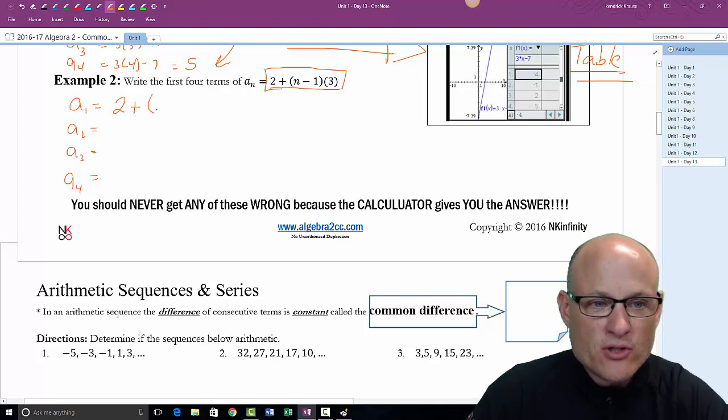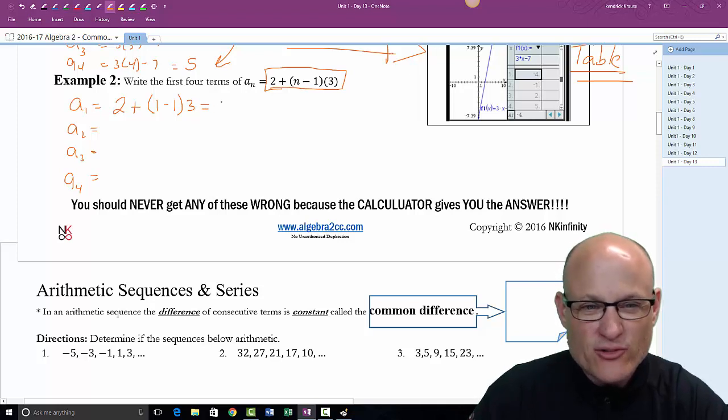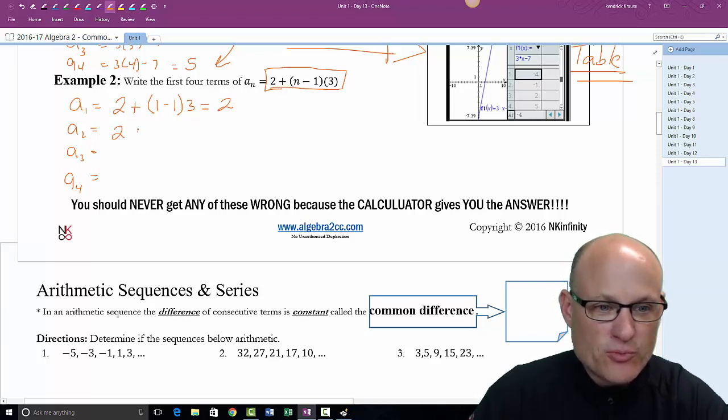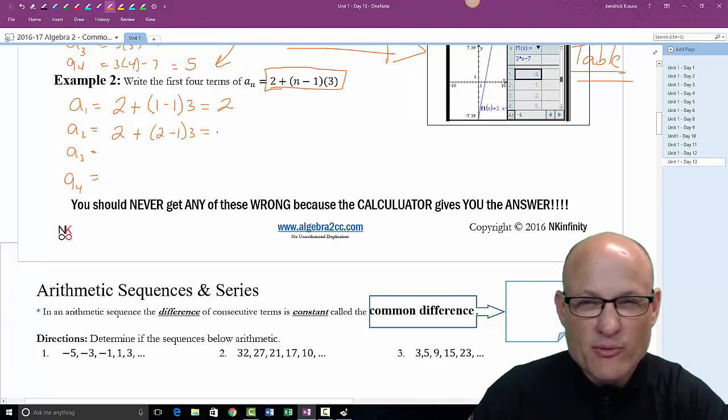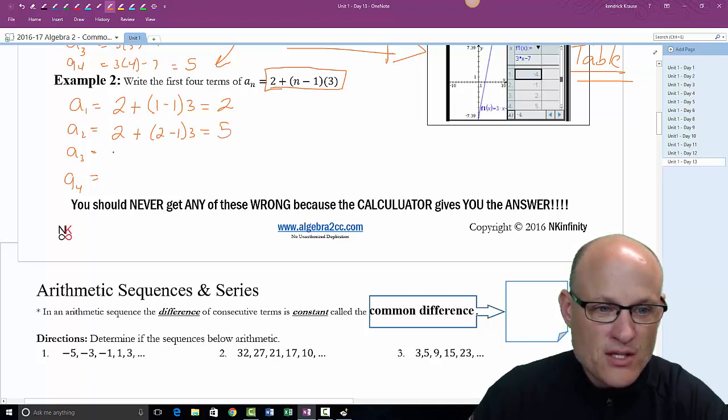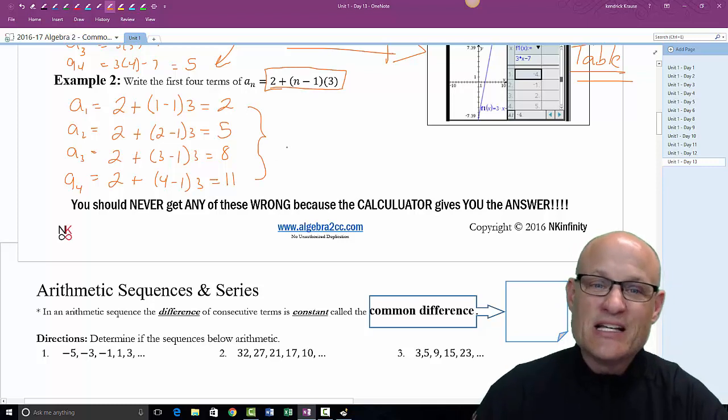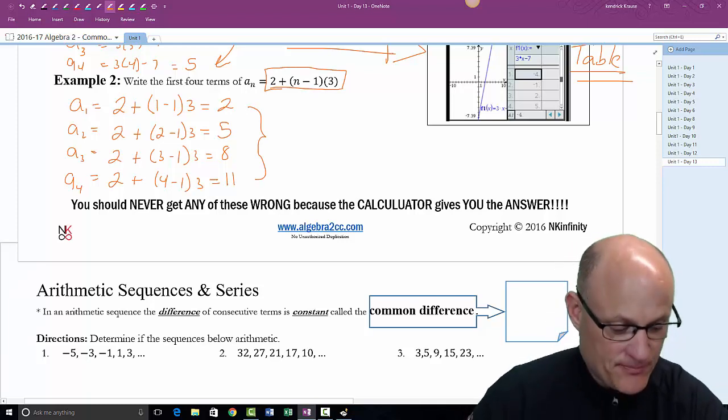So 2 plus 1 minus 1 times 3. Well, 1 minus 1 is 0, so that's just 2. And then this is going to be 2 plus 2 minus 1 times 3. 2 minus 1 is 1. 1 times 3 is 3. This is just 5. 2 plus 3 minus 1 times 3. That's 6. Plus 2 is 8. Notice it's just going up by 3 every time. Plus 4 minus 1 times 3. That's 9. 9 plus 2 is 11. So there's the first 4 numbers in that sequence.